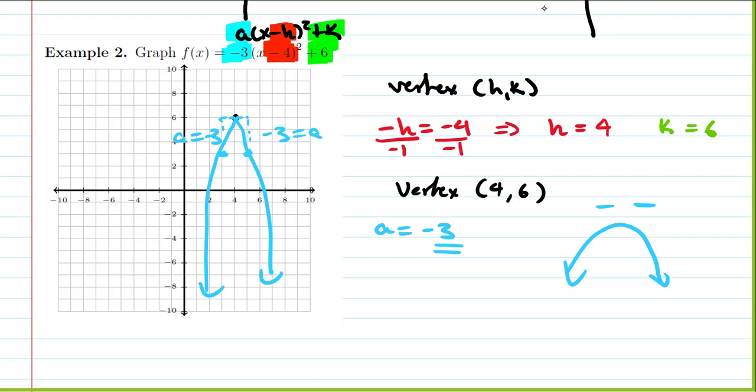We also have to be careful because of the minus sign in the formula involving h. So our vertex form tells us what the opposite of h is, so we always need to flip the sign.